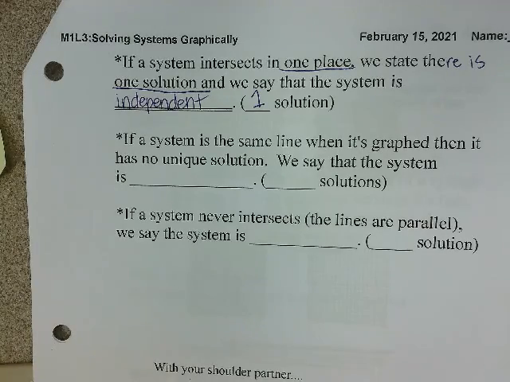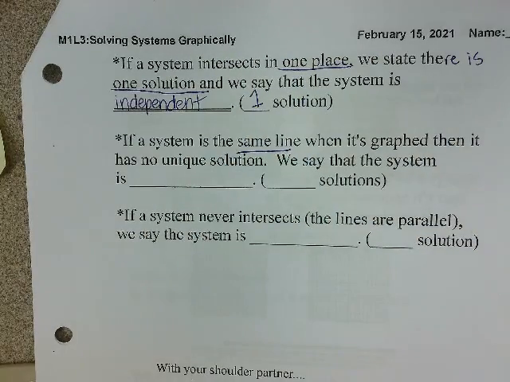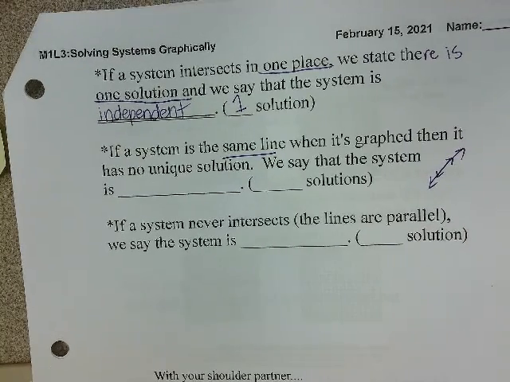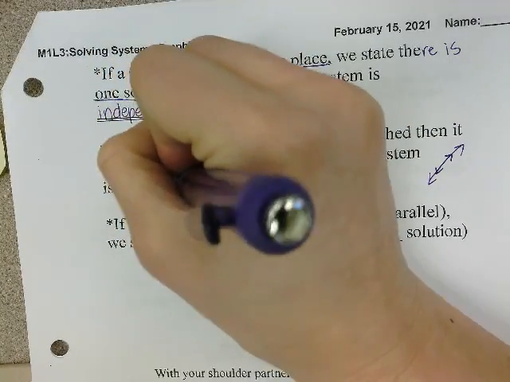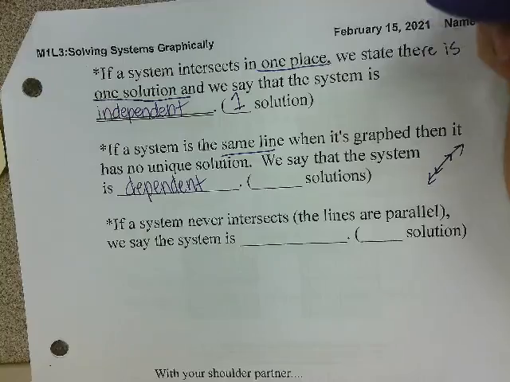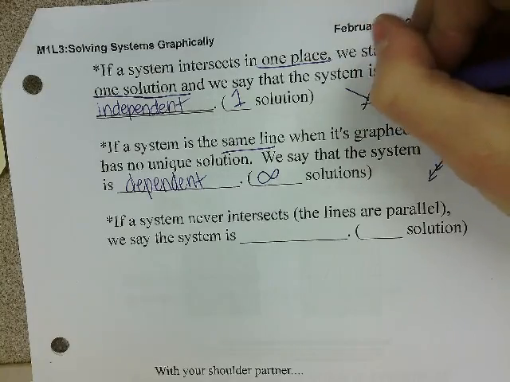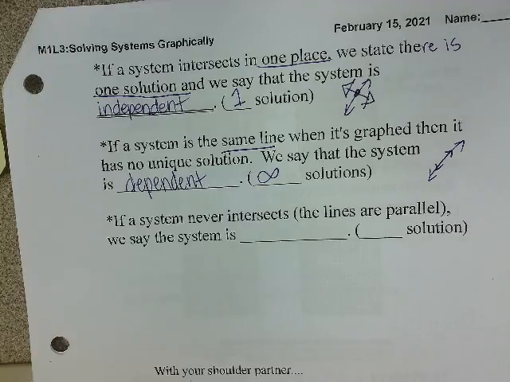So that is one solution. If a system is the same line, so you end up graphing the same line, so they're kind of on top of each other like this, that one is called dependent. So infinite solutions. So let's draw an example of 2 lines crossing. Those are the worst lines I think I've ever drawn in my life, so sorry.